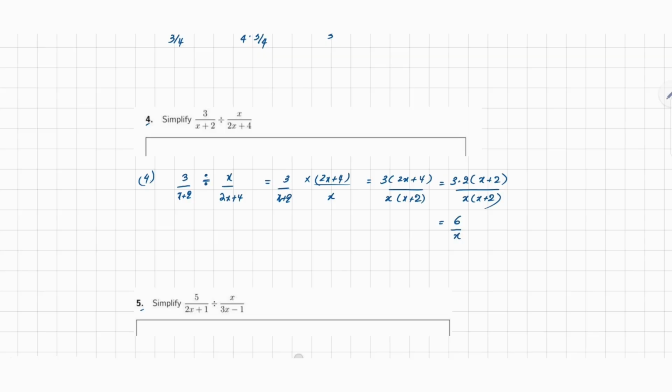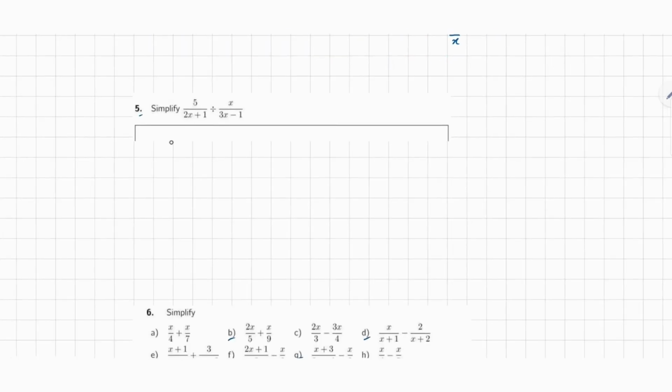Again, for the fifth question, we do the same as question 4. We have 5 over (2x plus 1) divided by x over (3x minus 1). Here we multiply 5 over (2x plus 1) with the reciprocal of x over (3x minus 1). So that is (3x minus 1) over x. That gives us 5 times (3x minus 1) over x times (2x plus 1).